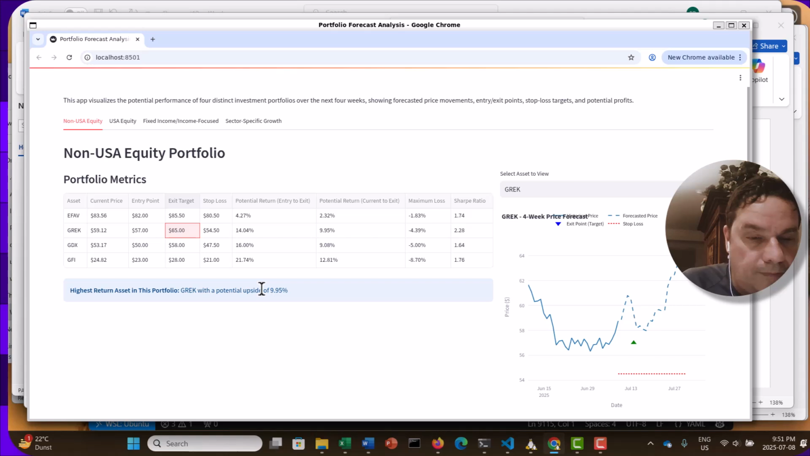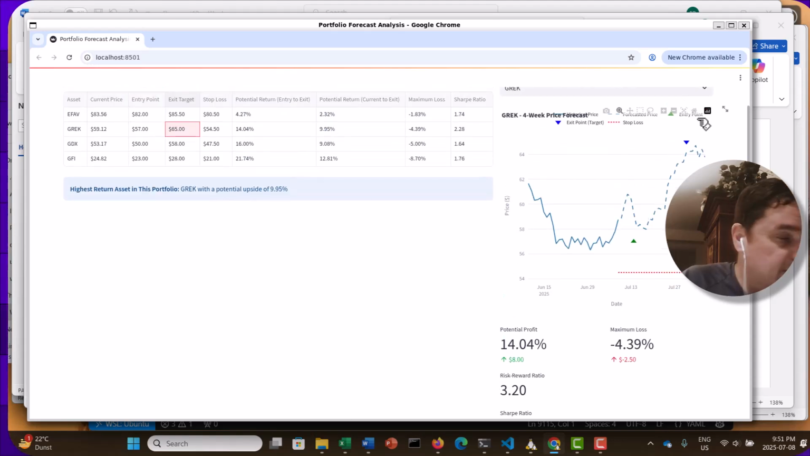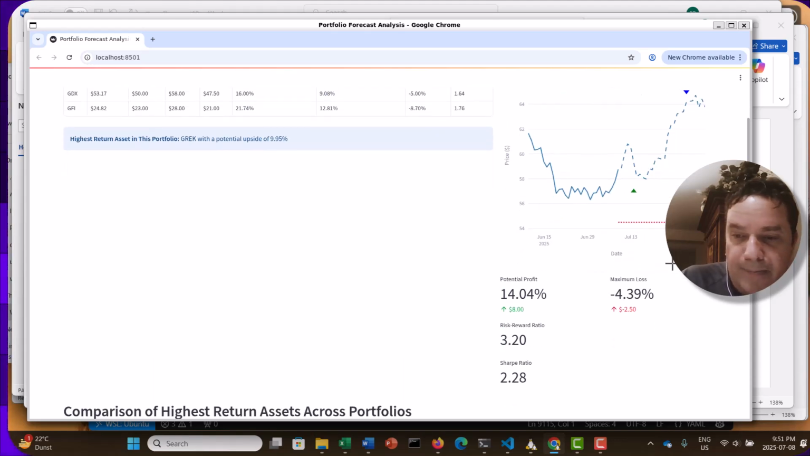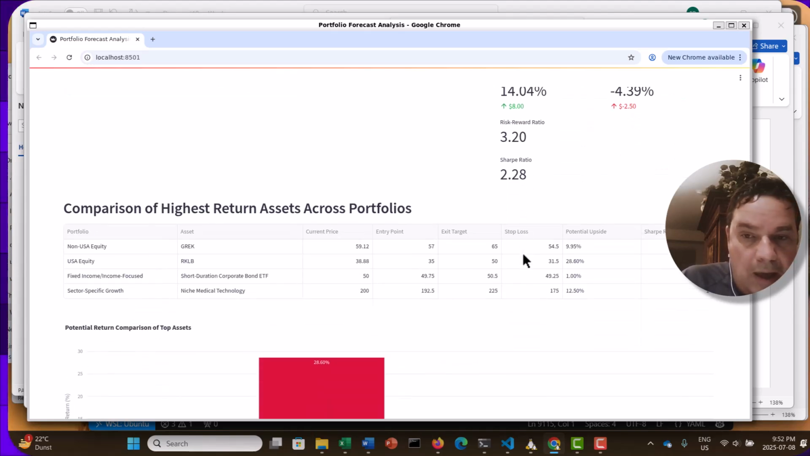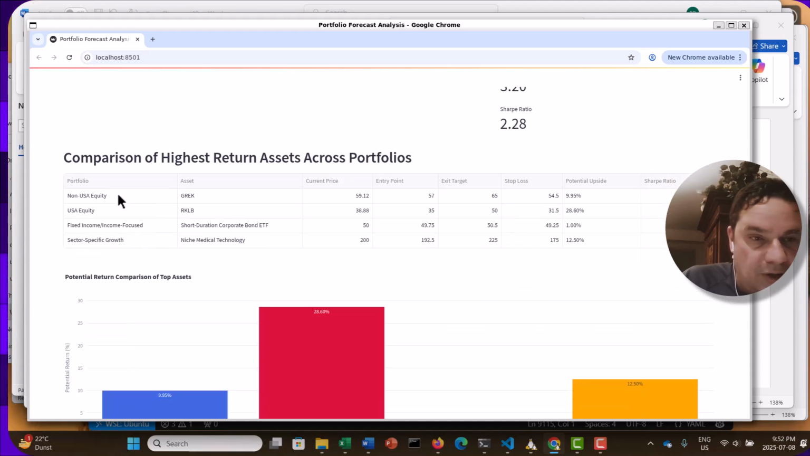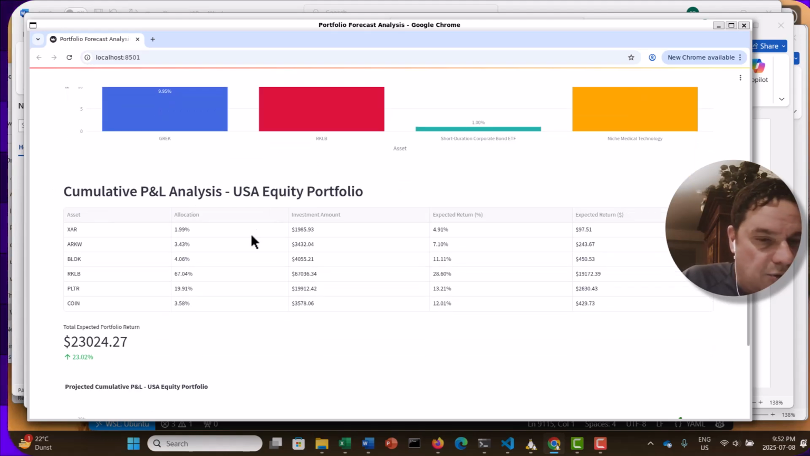So you see here, the highest return is GREK, and this is the historical annual Sharpe ratio for those assets. In here we're expecting 14% over this next period if there is an upswing that does come. And then risk reward 3.2, Sharpe ratio about 2.28 between all of them. So these are a comparison of all the other assets. The big one has the highest return, as I'll show you in a minute.